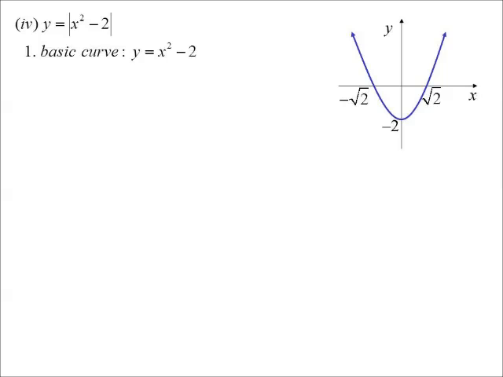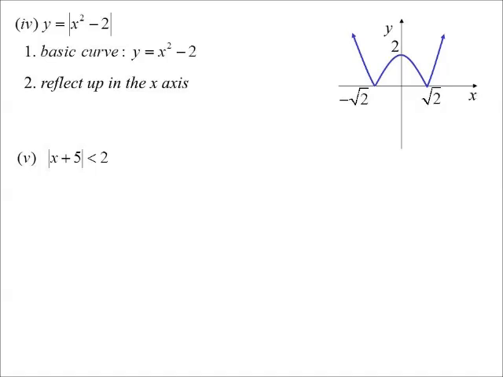Doesn't have to be a linear function. Y equals the absolute value of x squared minus 2. Okay, so I'm going to say my basic curve is x squared minus 2, so I've already shifted it down 2. Whatever's below, I'm going to reflect above, and I get this very interesting curve, like a W, I suppose.